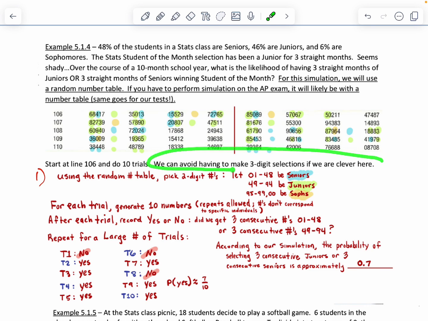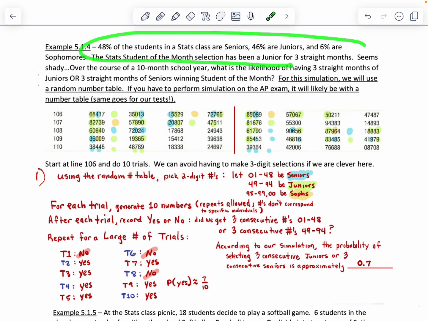And notice how it says we can avoid having to make 3-digit selections. It's a lot easier to select 2 digits at a time than it is 3. So for example, if we use the numbers 1 to 100, because these are percentages up here, keyword, what if the numbers 01 through 48, and I'm putting 0, 1 through 48 because they have to be 2 digits.